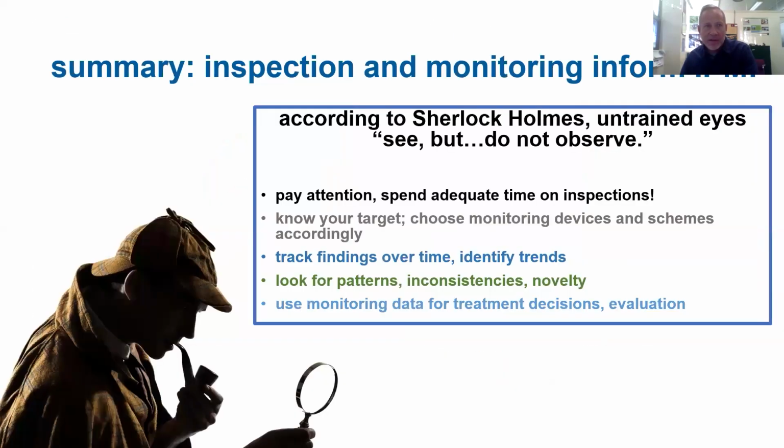So to summarize, inspection and monitoring are related. These give us information and help us solve pest problems. And so we want to train ourselves to really observe with a keen eye. We are observing those trifles, those tiny things that other people don't notice. We're looking for patterns. We're looking for novelty, so something that's out of place. And then most importantly, I hope that we start to use our monitoring data to make treatment decisions.